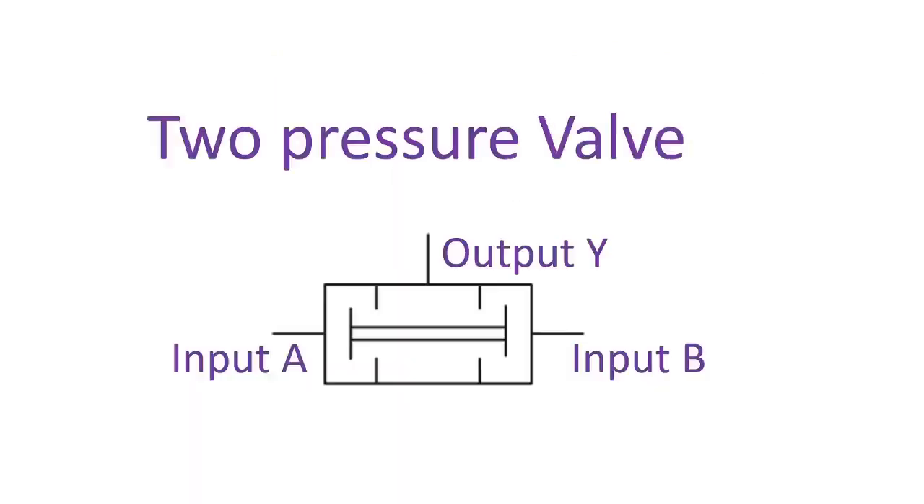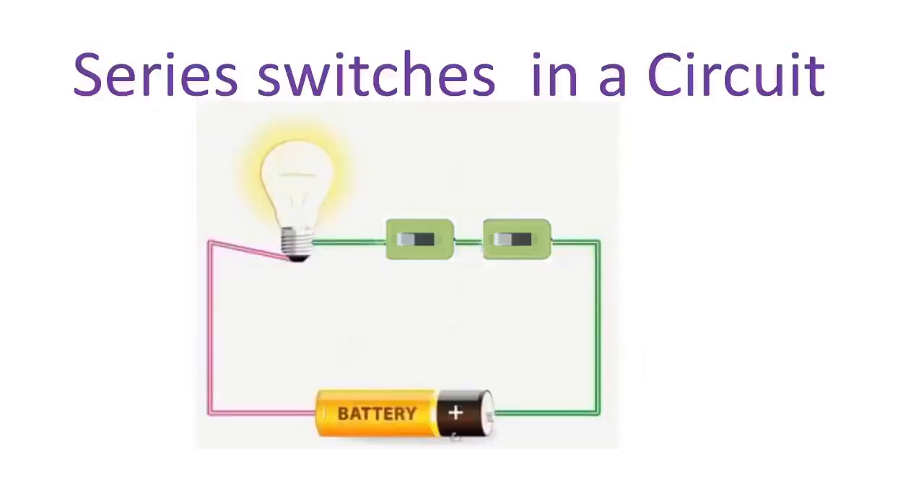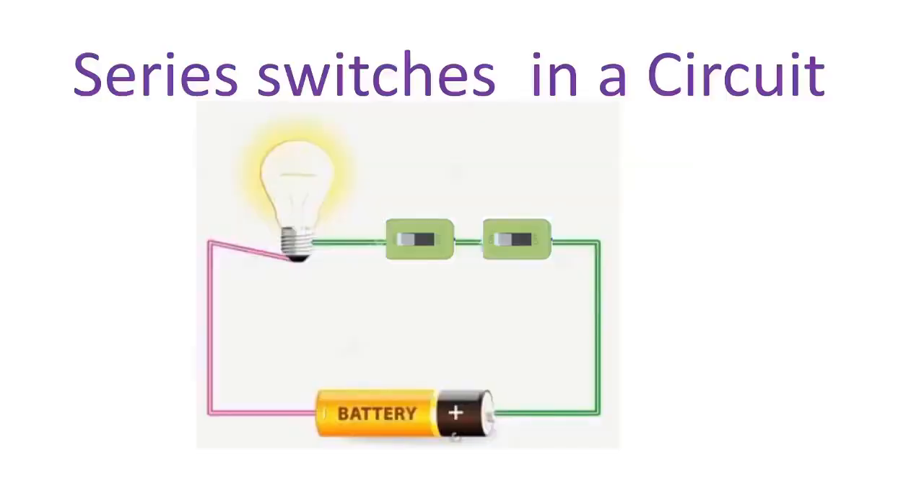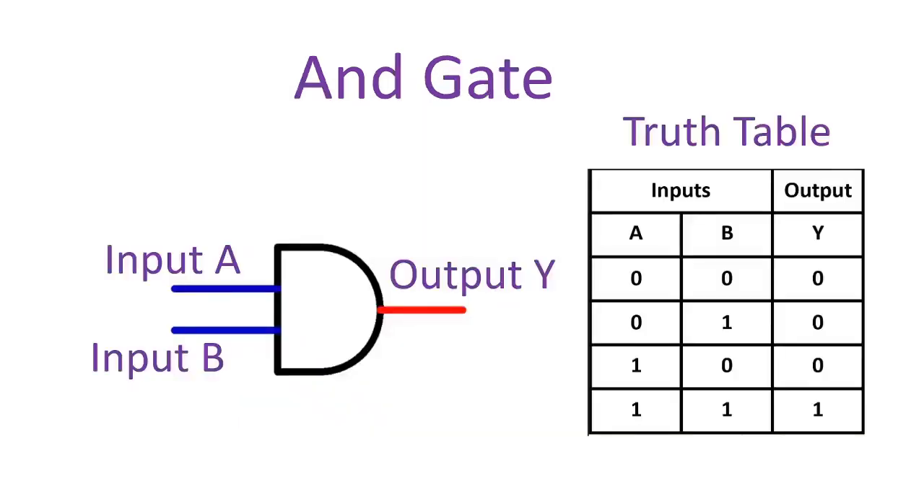The two pressure valve works on the same principle as a series circuit and an AND gate. The output of the two pressure valve is true or high if the two pressure inputs A and B are true, otherwise it's false. In the equivalent series circuit, the bulb will only glow if both switches are on. If one of the switches is off, the light will not glow. The AND gate behaves according to its truth table. The output of the AND gate is 1 if both inputs A and B are 1.